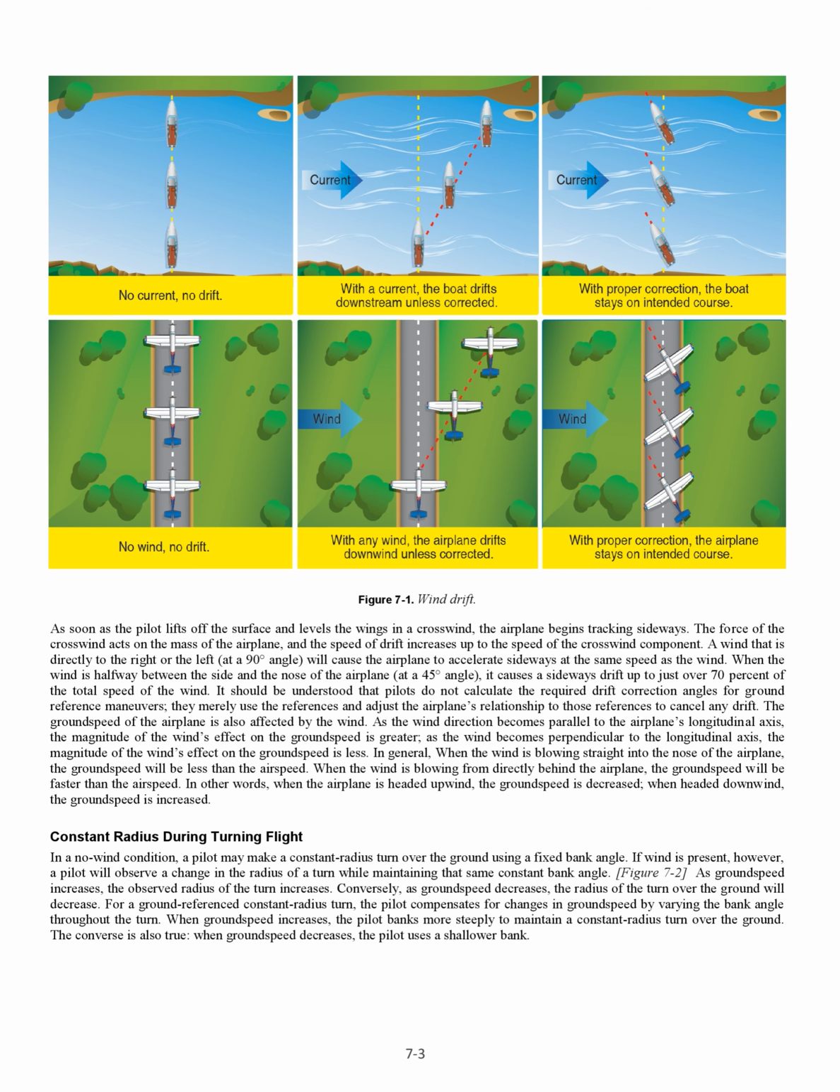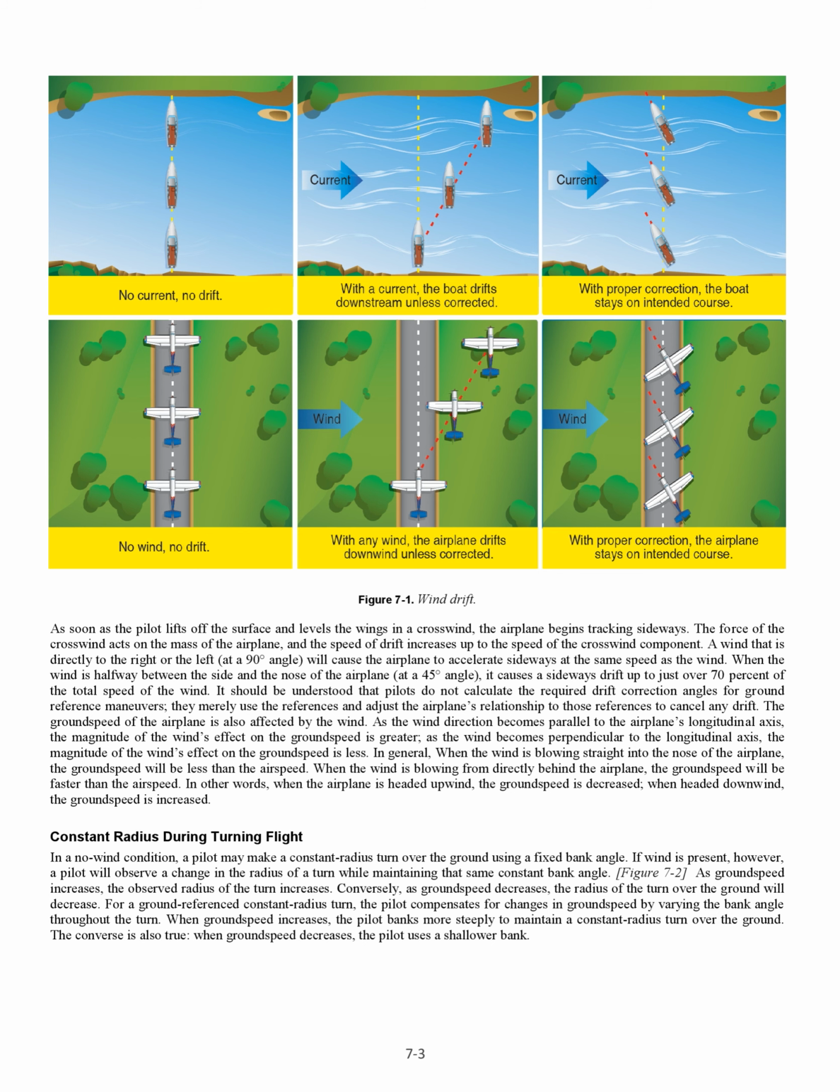The ground speed of the airplane is also affected by the wind. As the wind direction becomes parallel to the airplane's longitudinal axis, the magnitude of the wind's effect on the ground speed is greater. As the wind becomes perpendicular to the longitudinal axis, the magnitude of the wind's effect on the ground speed is less. In general, when the wind is blowing straight into the nose of the airplane, the ground speed will be less than the airspeed. When the wind is blowing from directly behind the airplane, the ground speed will be faster than the airspeed. In other words, when the airplane is headed upwind, the ground speed is decreased, when headed downwind, the ground speed is increased.